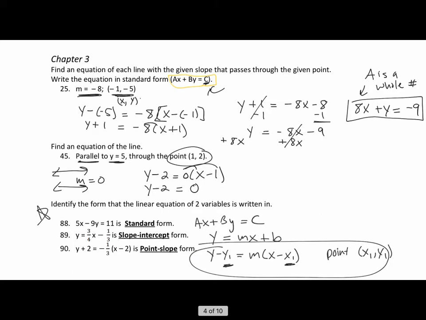And so this is an equation of the line, and that's fine. But I can also add 2 to both sides of the equation to get y equals 2. And I can also add a 0x to that side if I wanted standard form. That's okay too. Either way that I write that, those are equivalent equations for a line parallel to y equals 5 that goes through 1, 2.